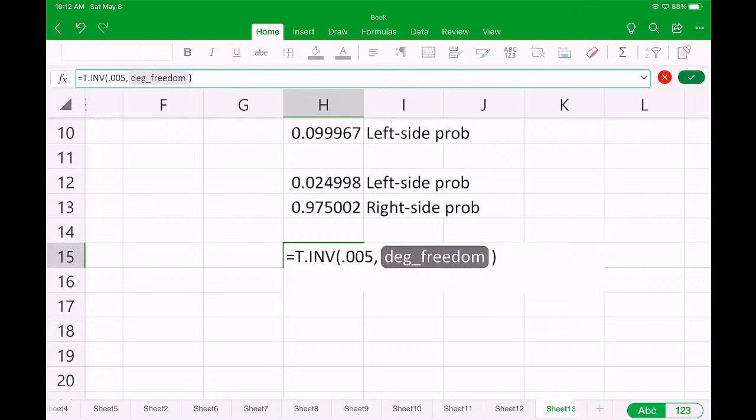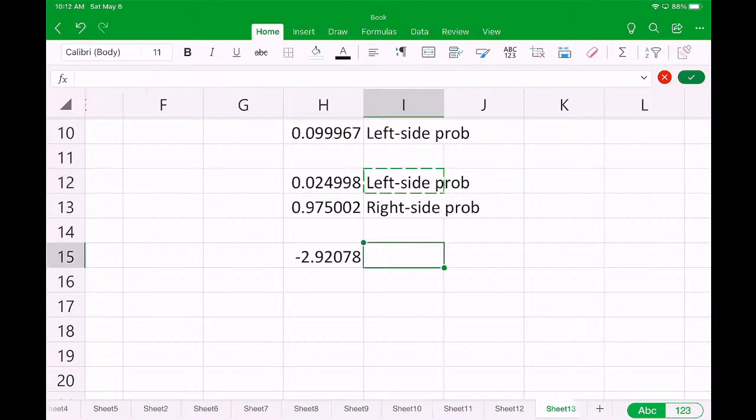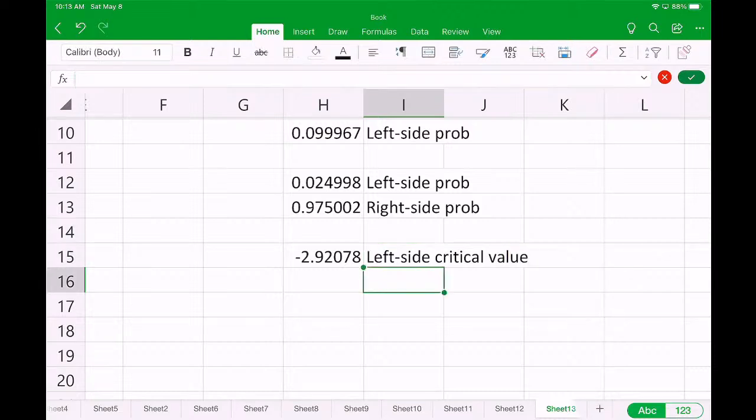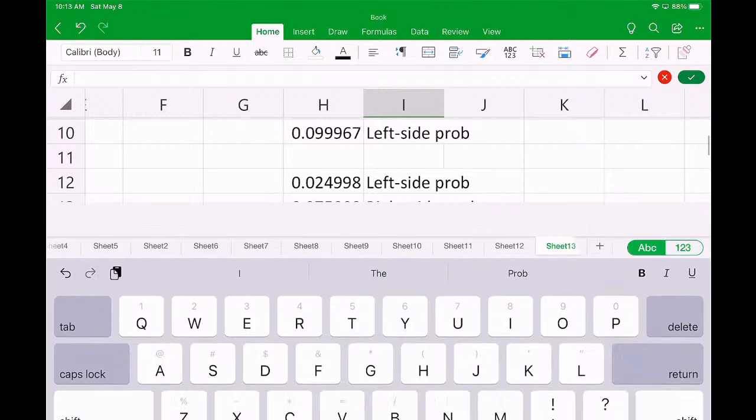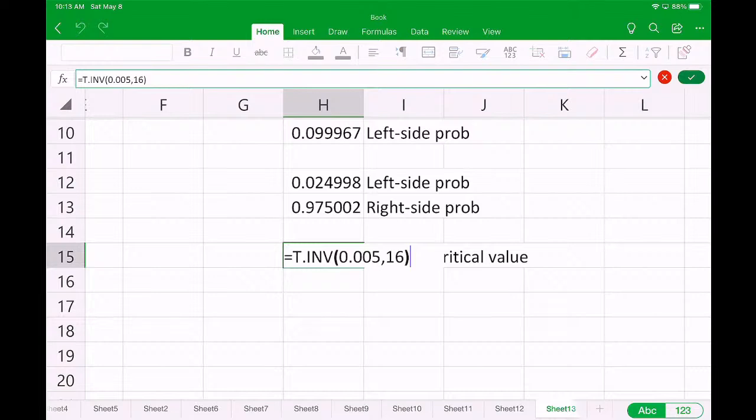It doesn't even explain it. There must be instructions. Anyway, let's see. 16. What does it give me? So it gives me the left side. Okay, so it always works with the left. And it's the left side, not the probability, but the critical value. So that's the formula. So you need to know what you're getting. If you put that in, it's just giving you the left side, and you need to know how to interpret that.